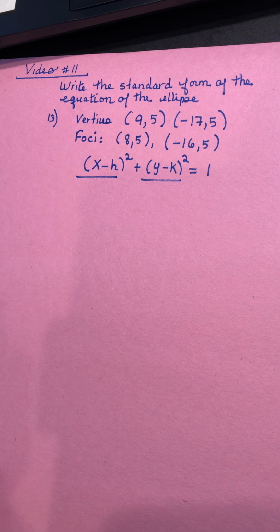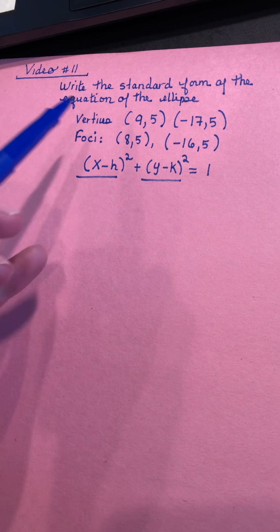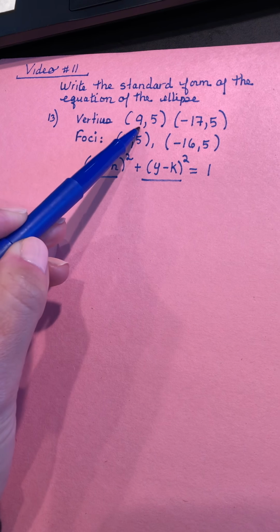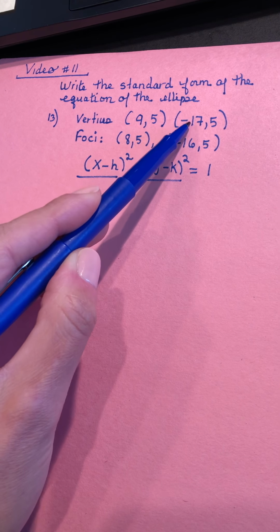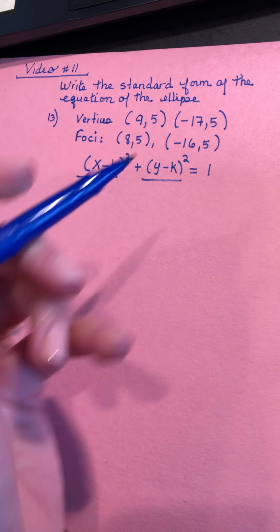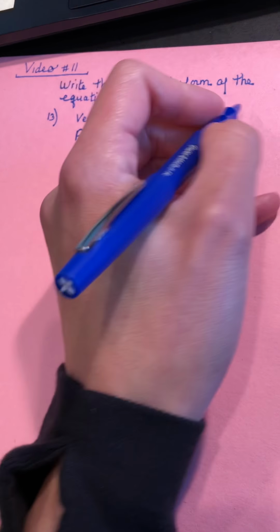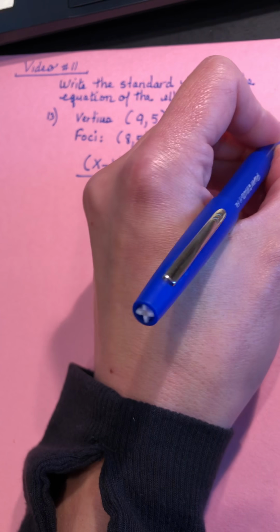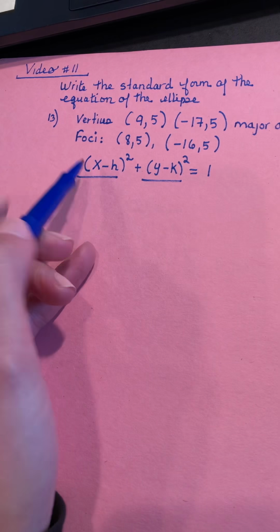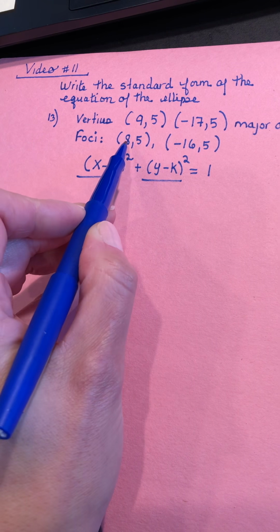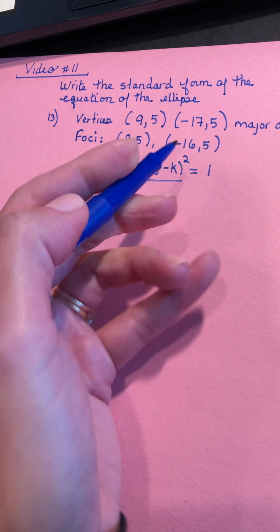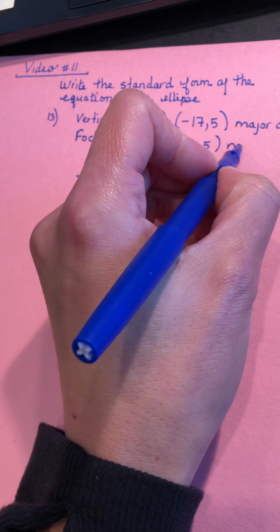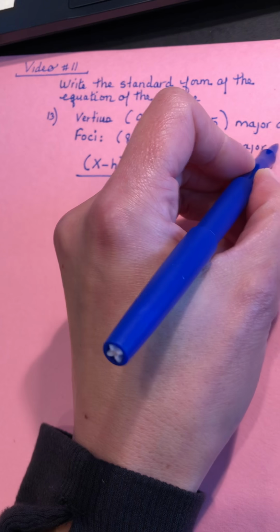So it says to write the standard form of the equation of the ellipse, and it gives us two clues. First, it tells us the vertices are at (9, 5) and (-17, 5). And the key thing we want to know here is that vertices are always on the major axis, okay? All right, and it tells us the foci are (8, 5) and (-16, 5). Again, the foci are also on the major axis.